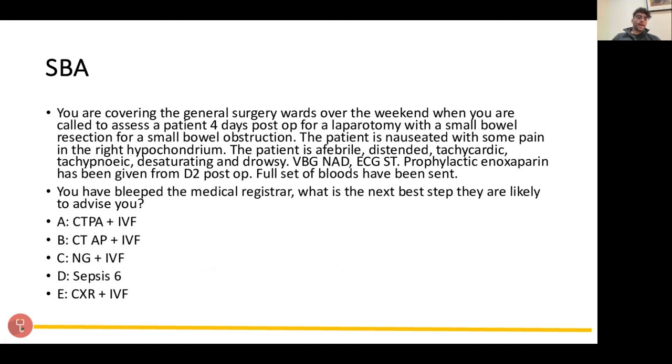Another SBA. You're covering the general surgery wards over the weekend when you are called to assess a patient 4 days post-op from a laparotomy with a small bowel resection for a small bowel obstruction. The patient is nauseated with some pain in the right hypochondrium. The patient is afebrile, distended, tachycardic.